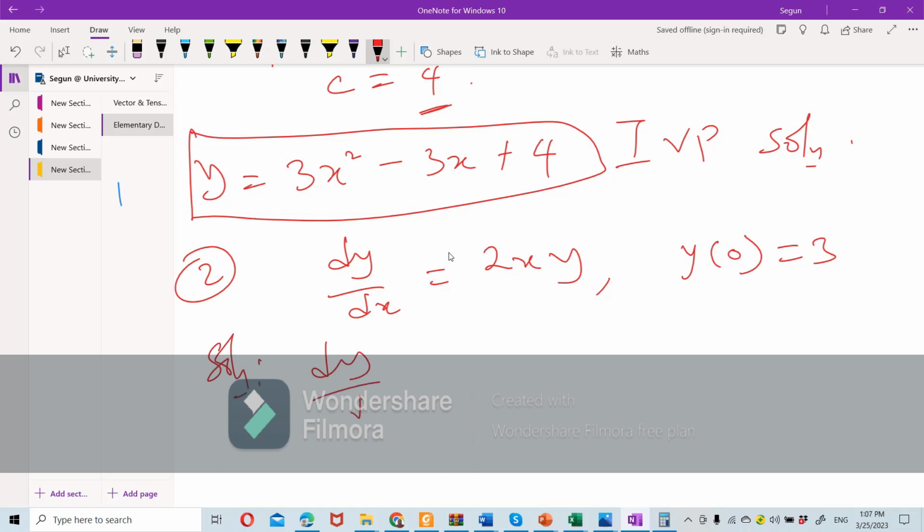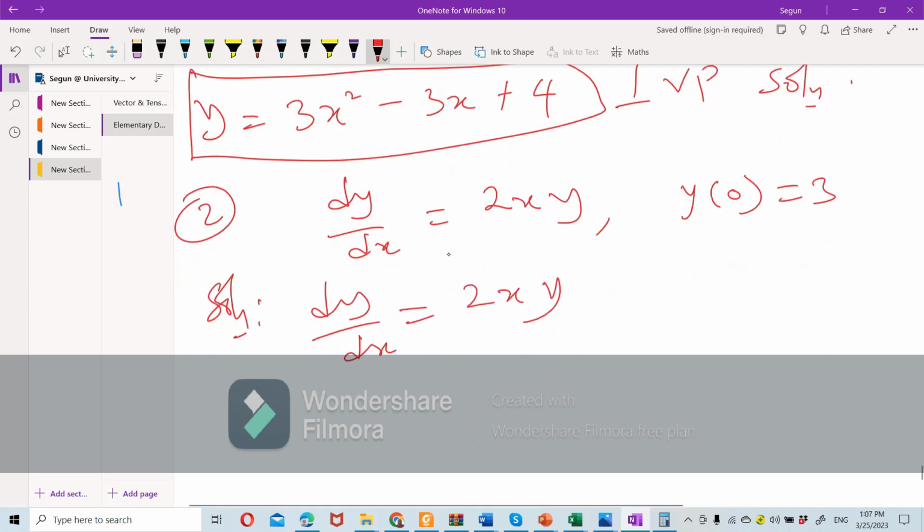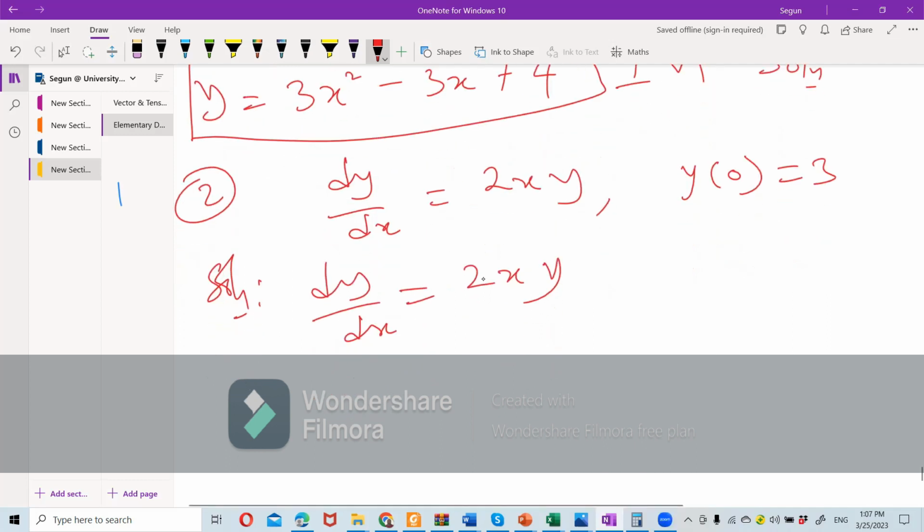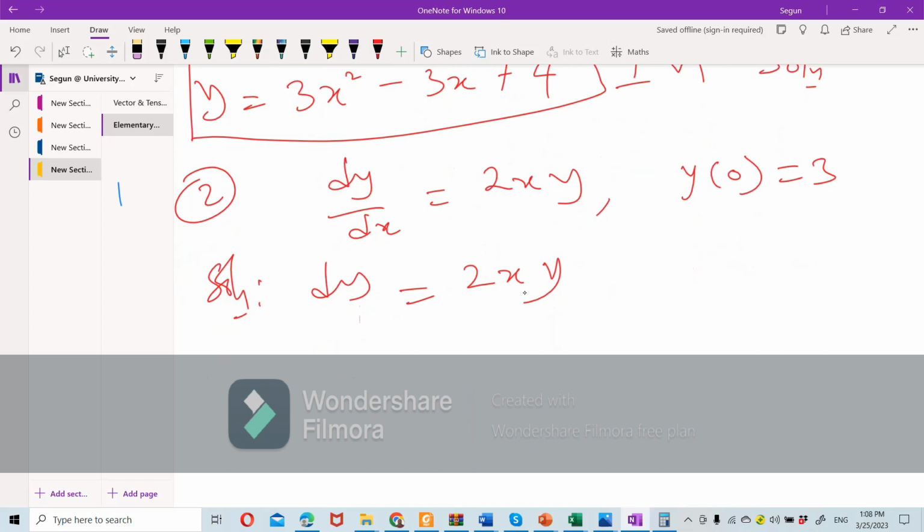The dy equals 2xy ds. No, wait. We cross multiply. We use ds to multiply. Now the dy equals 2xy ds. Okay, let me delete this one so that I can follow you guys the way you do your own.